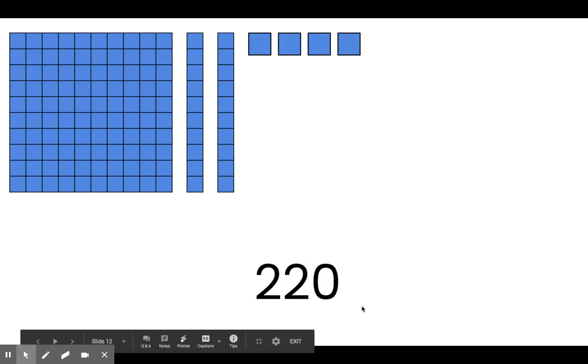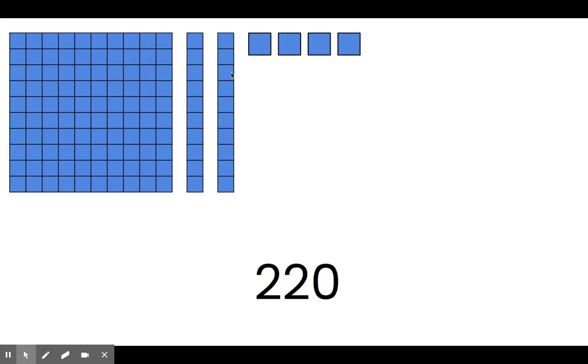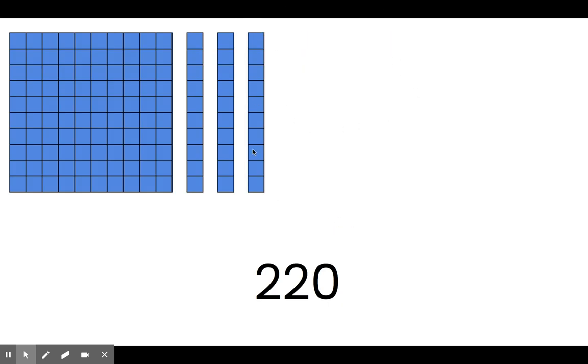Here is 124. Now we need to get to 220. Let's count on starting with our ones. We have 124. Let's count on with ones. 125, 126, 127, 128, 129, 130. What can we do with those 10 ones? That's right, trade them for a 10 stick.